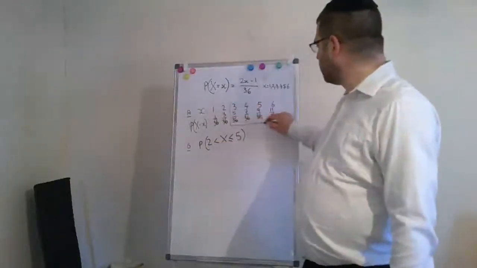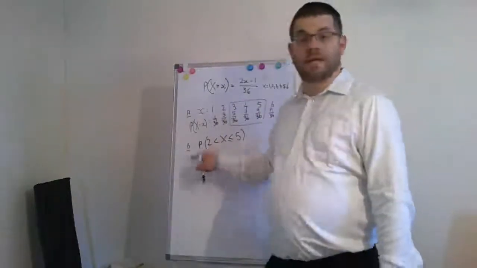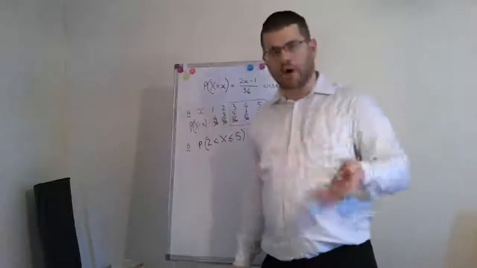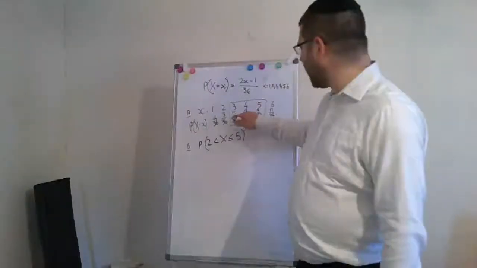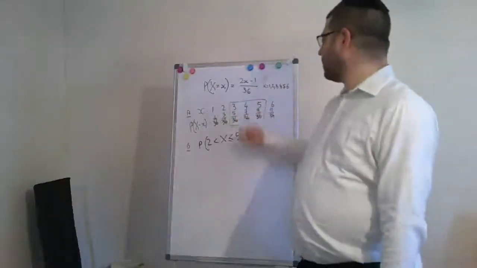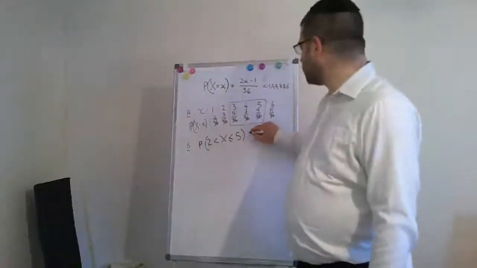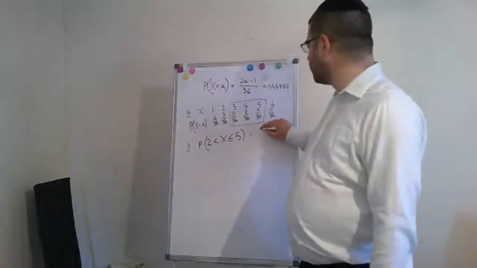Okay? But it's asking for the probability, so I have to add up all the probabilities of the outcomes between 2 and 5 but not including 2. In other words, just add these up here. So you have 5 plus 7 is 12, plus 9 is 21 out of 36.